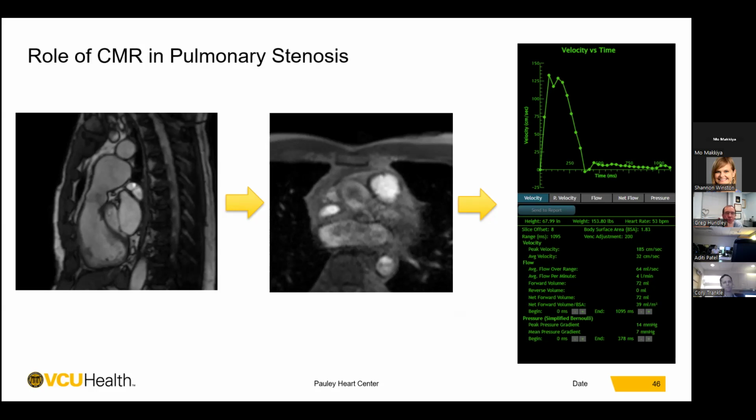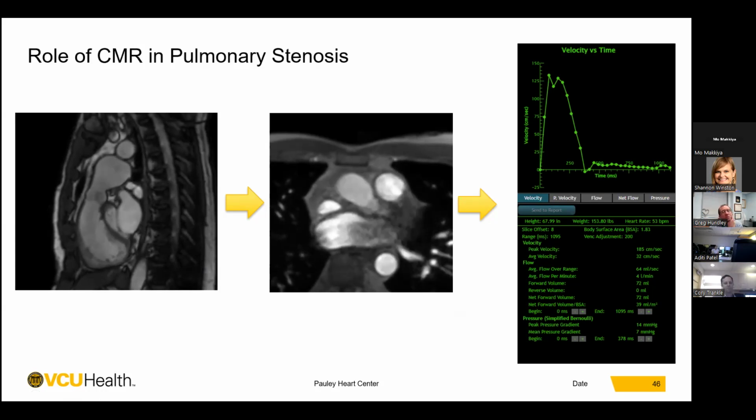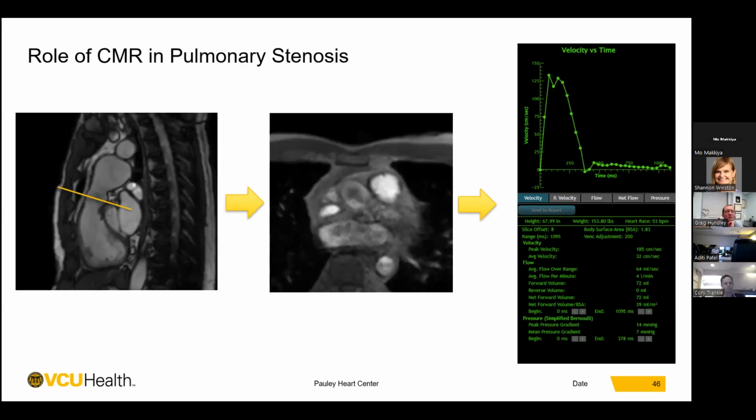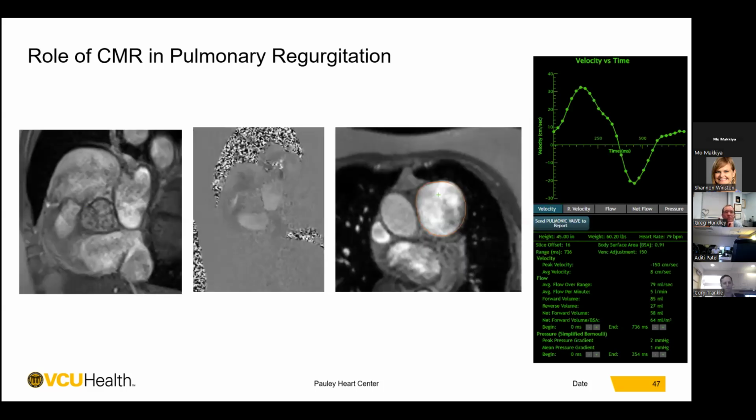We can plan our short axis flow images the same way we did in AS. Let me play these. By placing our image slice at the valve tips, as here, that will generate a nice short axis view that we can utilize to do our flow quantification and assess the degree of regurgitation and stenosis.